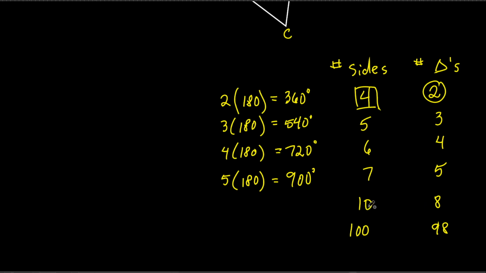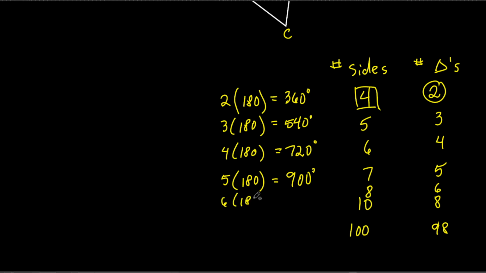So what if you had 10 sides? What's the name of a 10-sided polygon, by the way? It's a decagon. What if I have 8 triangles? Actually, let's do this. I skipped one that I think is important to do. We skipped 8, didn't we? 8 is a what? 8's an octagon. So how many triangles? 6. So let's do that one.